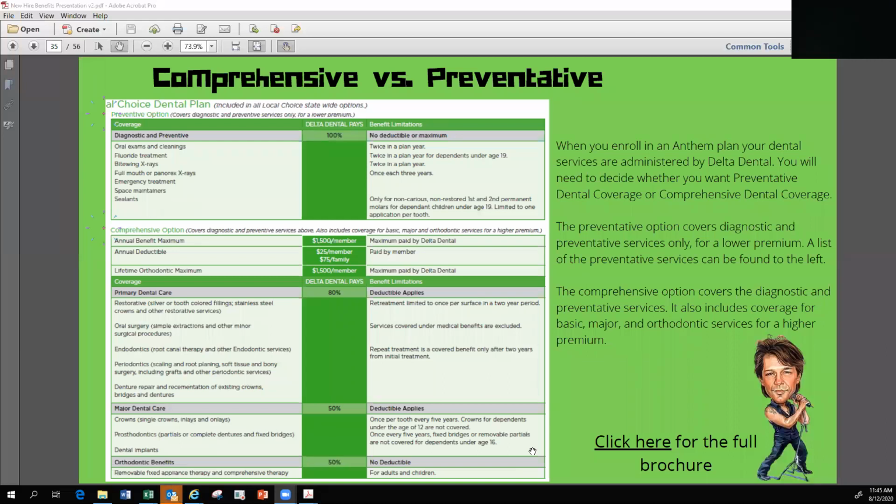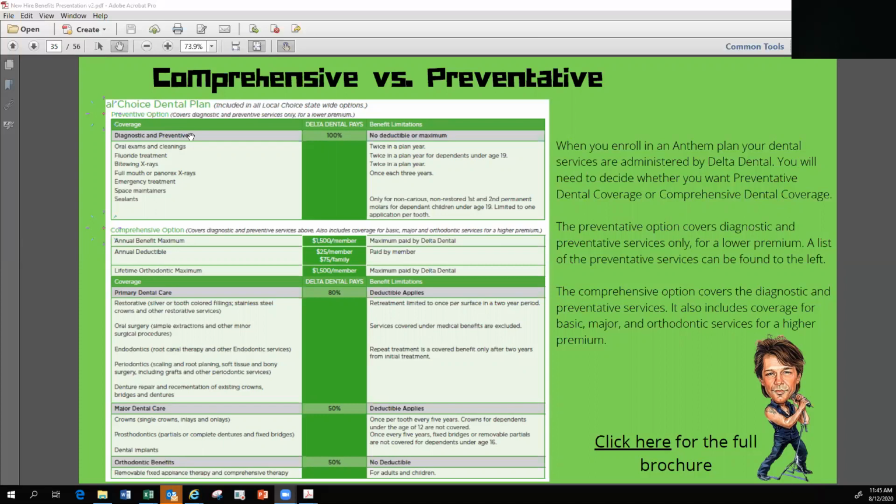Here's the outline of comprehensive versus preventative dental. When you enroll in your Anthem plan, Delta Dental is going to be your dental administrator. And you need to decide whether you want to do preventative or comprehensive coverage. Now with the preventative, which is right up here at the top, you're going to notice that the premium, the monthly cost, is going to be less. The reason why is because it really only covers your 2 cleanings, an x-ray, and a fluoride. So if you get a cavity or need a root canal, that's not going to be covered under your dental coverage. You would need to pay for that.